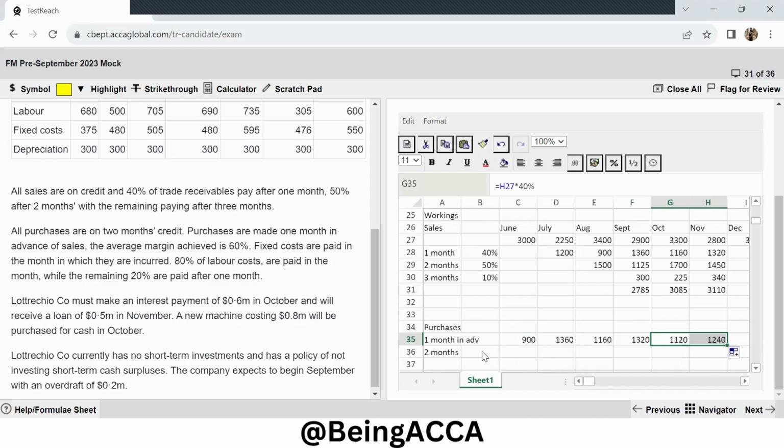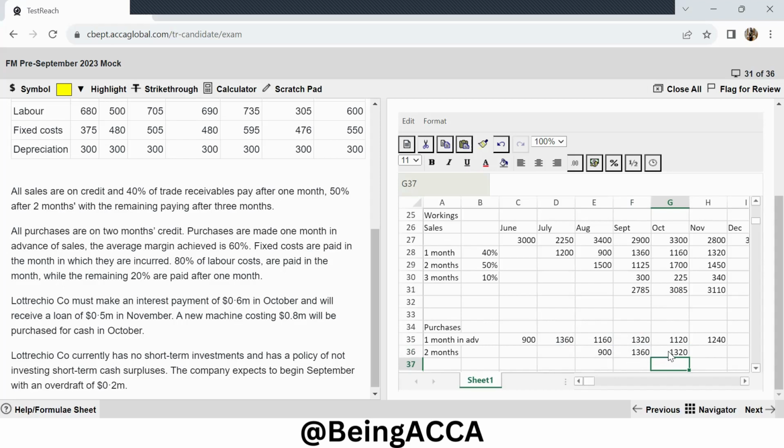Now I am getting 2 months time period to make my payments. Now the 900 that I have purchased in June, I will pay this amount of money in the month of August, which is 2 months later. I can also link this cell over here. So again, in the month of September, I'm going to be paying 1360. And then again, in the month of October, I'm going to be paying 1320. Right. So these are my outflows.